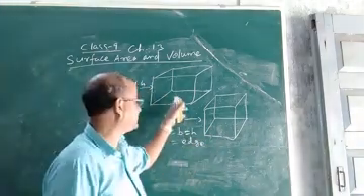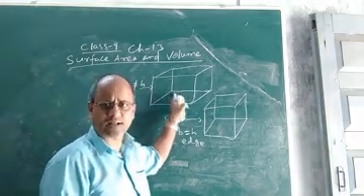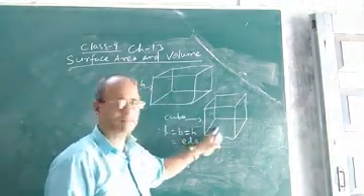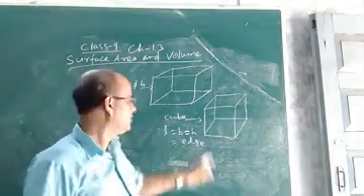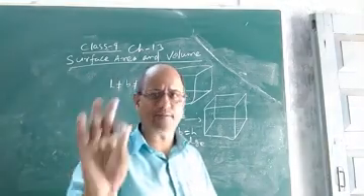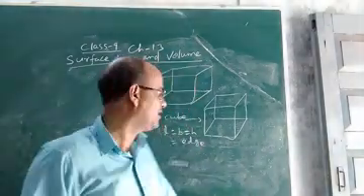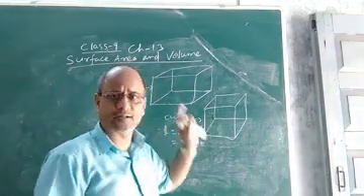Another difference is that each plane surface or face of a cuboid is rectangular in shape, whereas in cube, each face is square in shape. But both of them have 6 faces, 8 vertices and 12 edges. We know it from junior classes. Now the point is, how to find the surface area of this cuboid and cube?